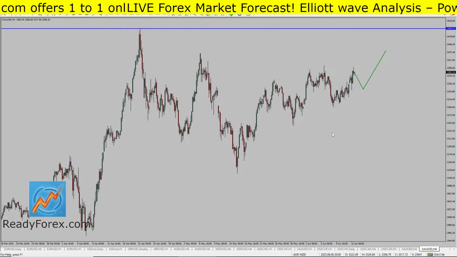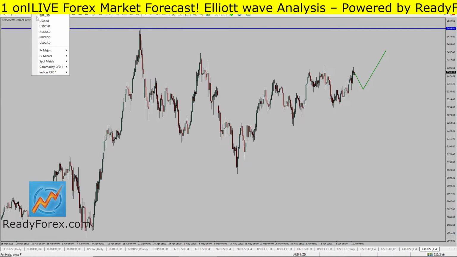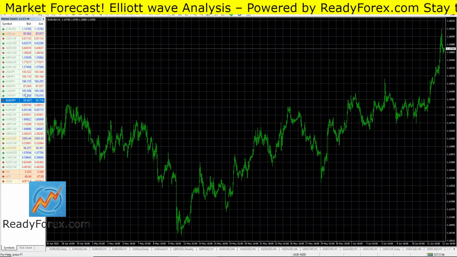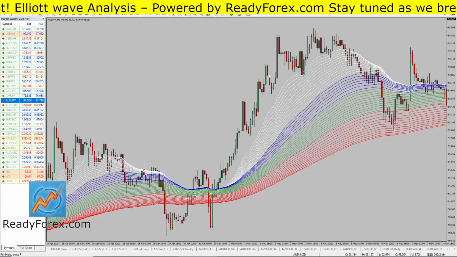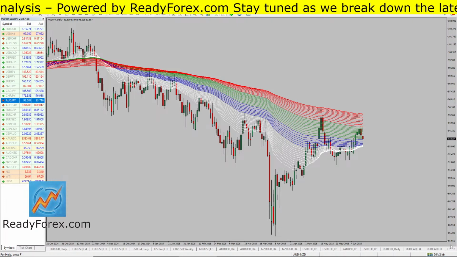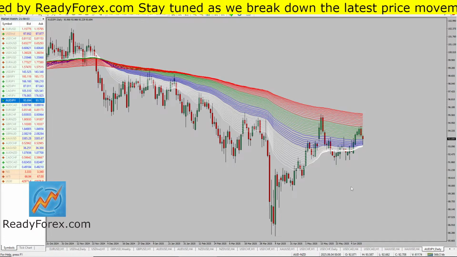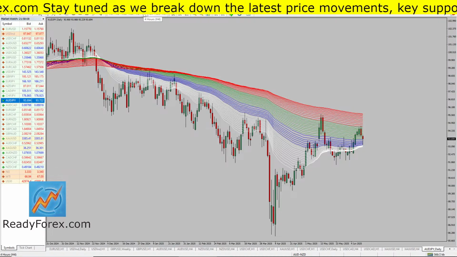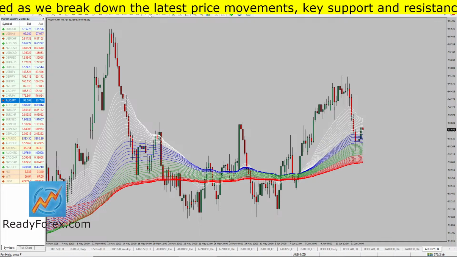Okay, the request is about AUDJPY currency pair. Let me go over to a chart of AUDJPY currency pair. Let's take a look at rainbow and see what's going on. Okay, AUDJPY daily time frame. The trend is down. It's a bearish trend inside AUDJPY currency pair. If you go over to a 4-hour time frame, okay, it's trying to rise up a little bit.